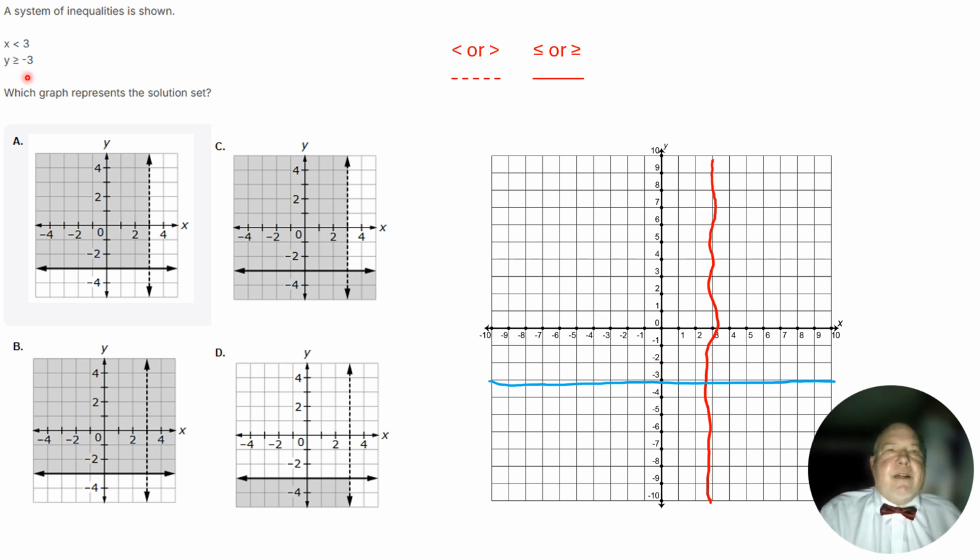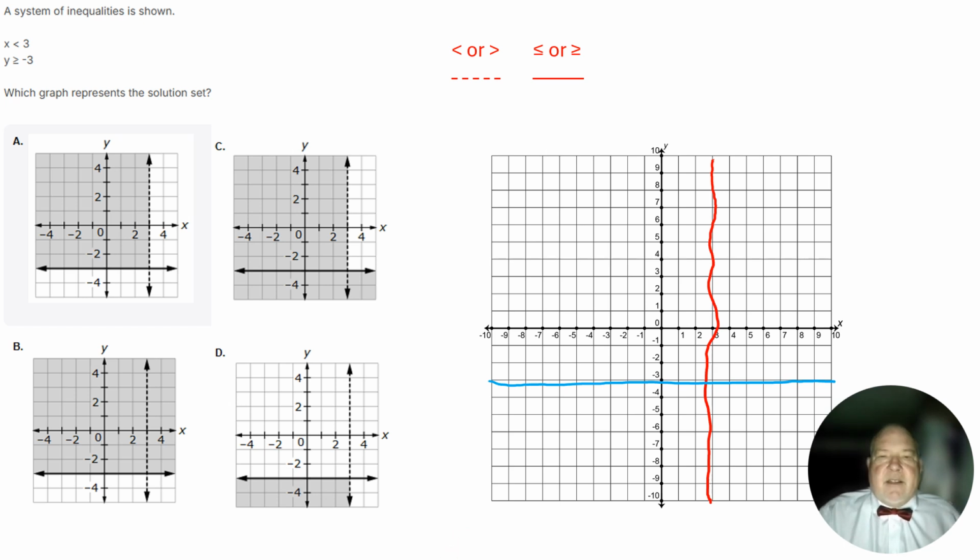y is greater than or equal to -3. So if I plug in 0, that test point again, I would have 0 is greater than or equal to -3. That is correct. So that is shaded above. So the red line is shaded to the left, the blue line is shaded above, and we're looking for where those shadings overlap. That's going to be this whole section right here.